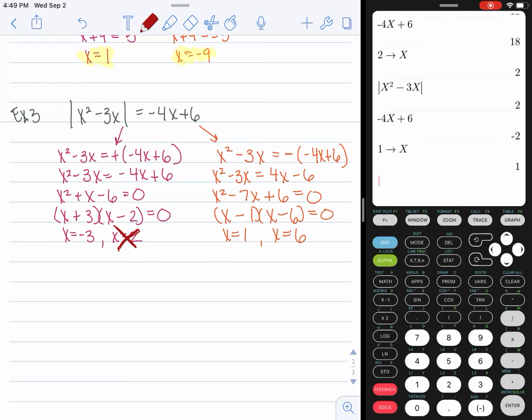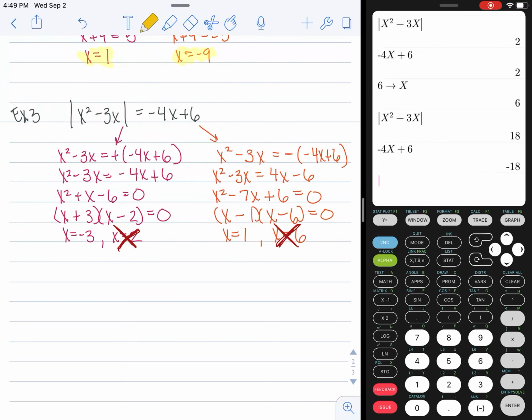Let's stow 1 and check if 1 passes. So x squared minus 3x is a 2, negative 4x plus 6 is a 2, so that one passes. So let's stow 6 and check, does that one pass, our last one. X squared minus 3x, 18, and negative 4x plus 6. Ooh, negative 18. So that one fails. Those are our extraneous ones.